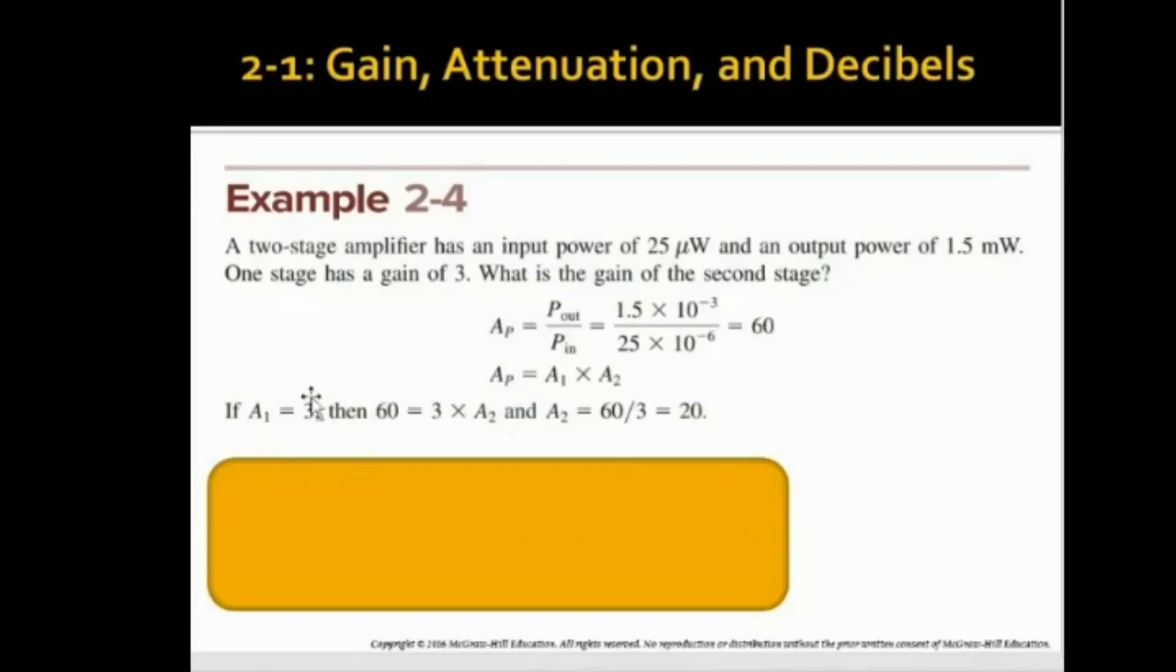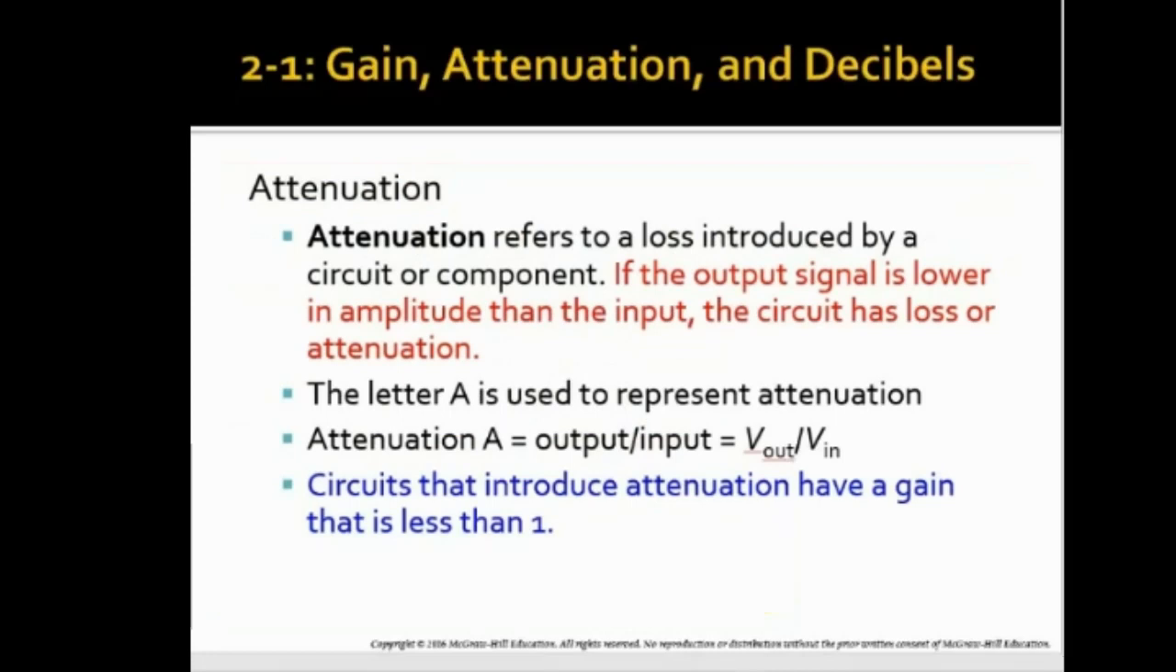Since the first amplifier has a gain of 3 and the total gain is 60, then 60 equals 3 times A2, the gain of the second amplifier. Then we can solve for A2: 60 over 3 becomes 20. So we have one amplifier with a gain of 3, and another with a gain of 20. Okay, so this was about gain.